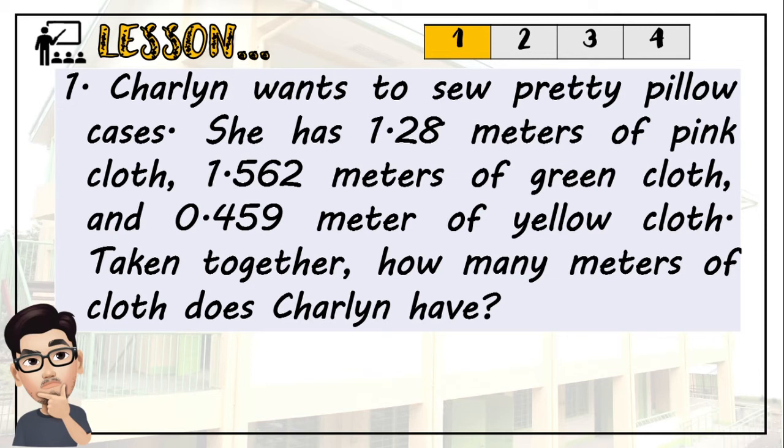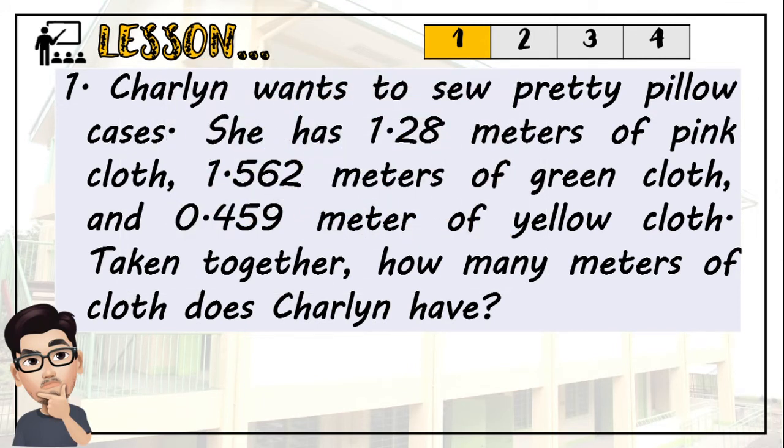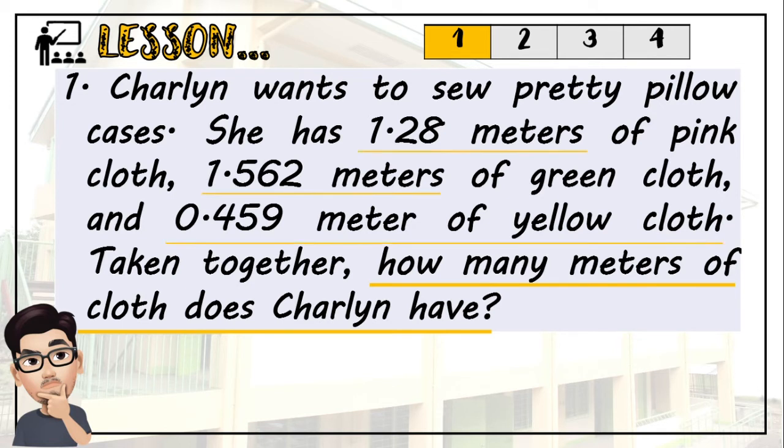So Charlene wants to sew pretty pillowcases. She has 1 and 2800 meters of pink cloth, 1 and 562,000 meters of green cloth, and 459,000 meter of yellow cloth. Taken together, how many meters of cloth does Charlene have? So let's see. The problem asks for meters of cloth na meron si Charlene. Then she has here 3 types of cloth, the pink, the green, and the yellow one.